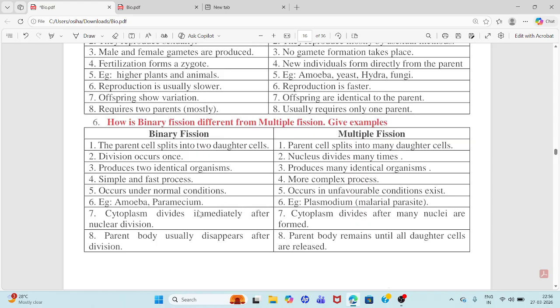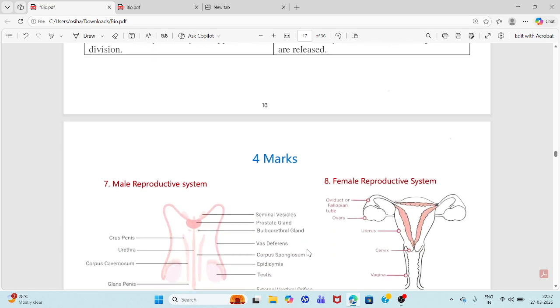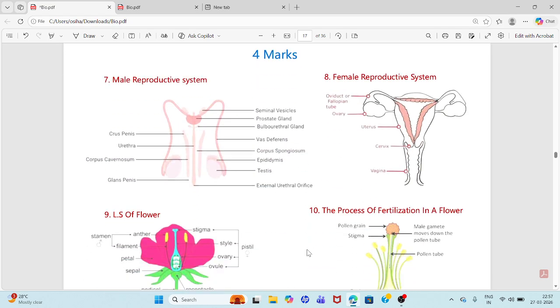Example: amoeba, paramecium. Here, plasmodium, the malarial parasite. Cytoplasm divides immediately after nuclear division. Here, cytoplasm divides after many nuclei are formed. Parent body usually disappears after division. Here, it remains until all daughters are released. These are the differences. Now four mark questions.